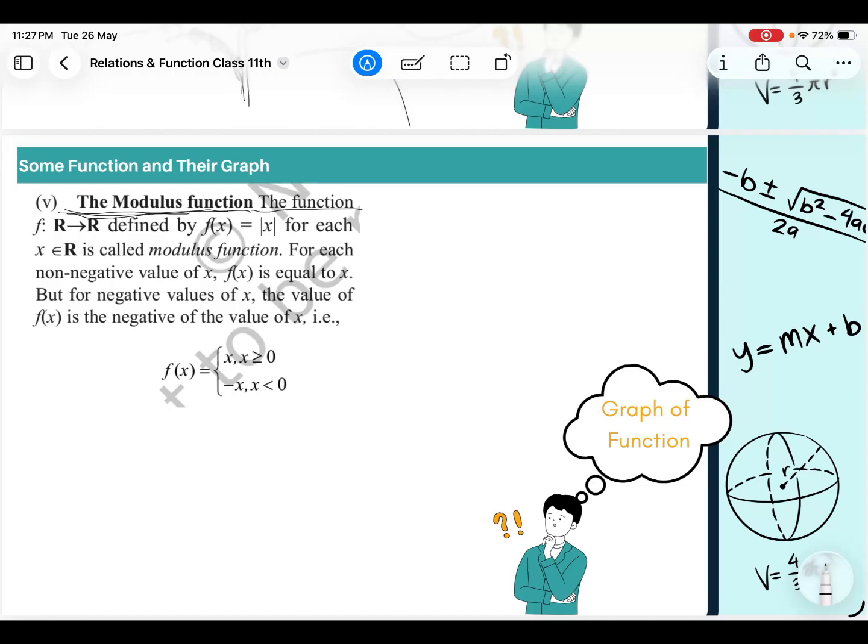Now the modulus function. The function f from R to R is defined by f(x) equal to mod x. Before we continue, I just want to tell you that if x is minus 2, then the mod of minus 2 will be 2 only, and if there is 2, then mod of 2 will be 2 only. So if you put anything in mod, if it's negative, it makes it positive. That's it. This is its capability, or you can say talent. So if you put anything in this, it will just make it positive. So it's saying defined by f(x) equal to mod x.